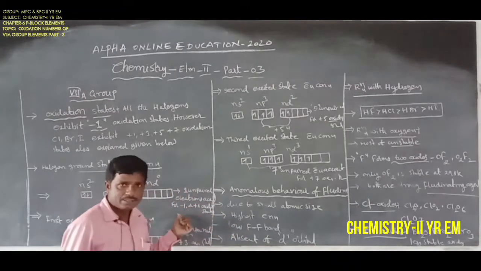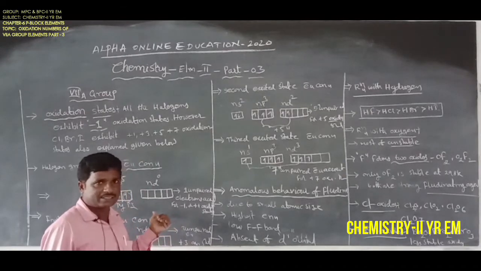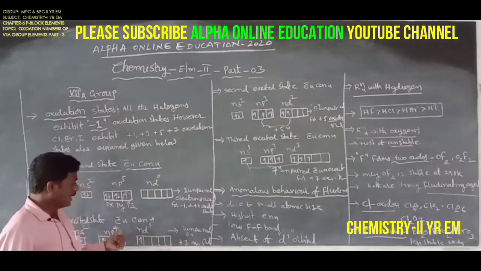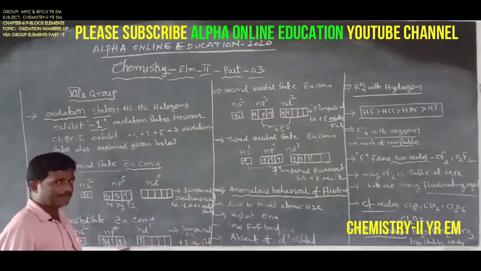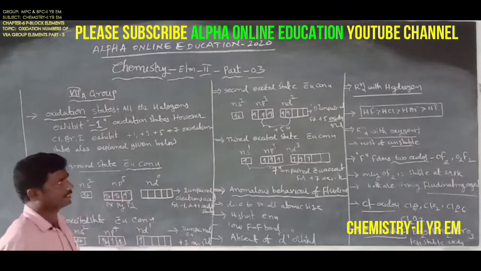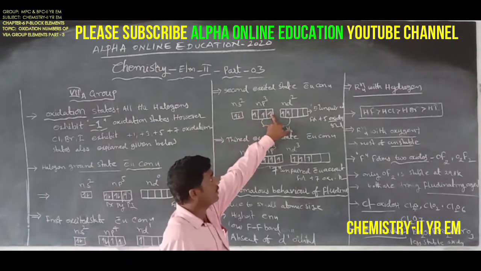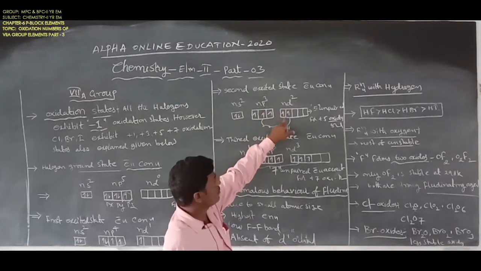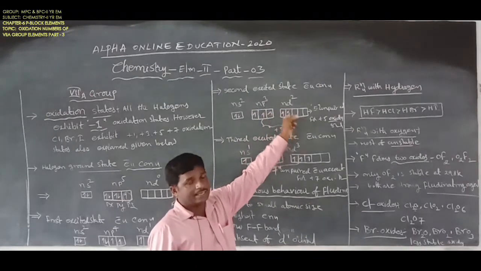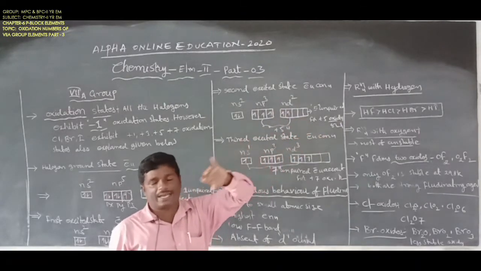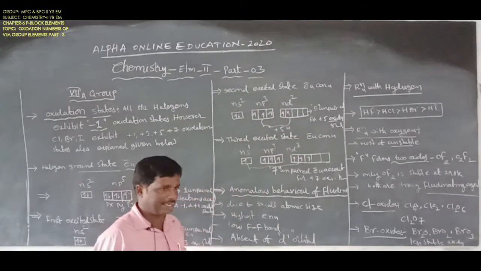Next, the first excited electron configuration has 3 unpaired electrons, so those elements exist in the plus 3 oxidation state. In the second excited electron configuration, there are 5 unpaired electrons, so those elements have the plus 5 oxidation state.